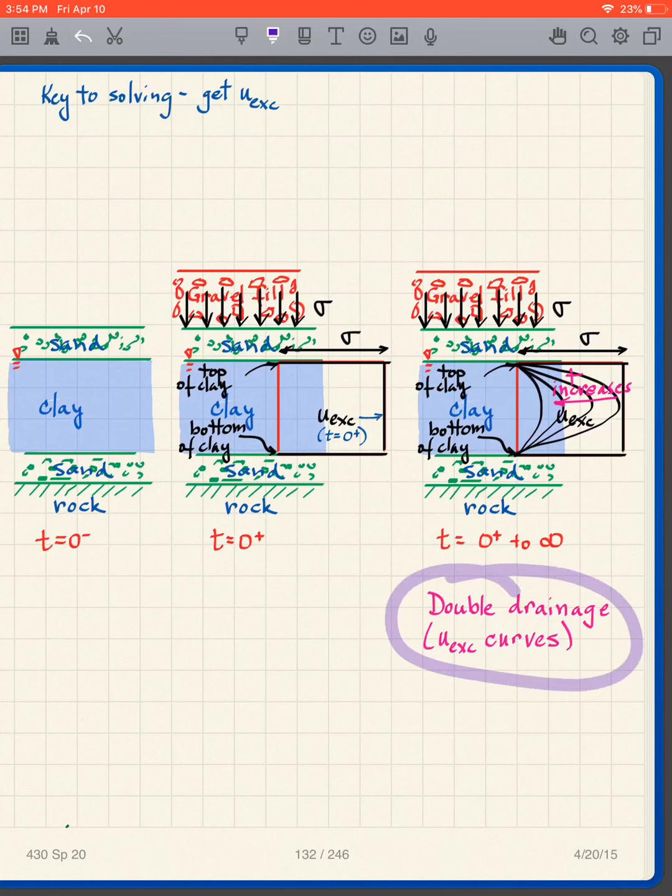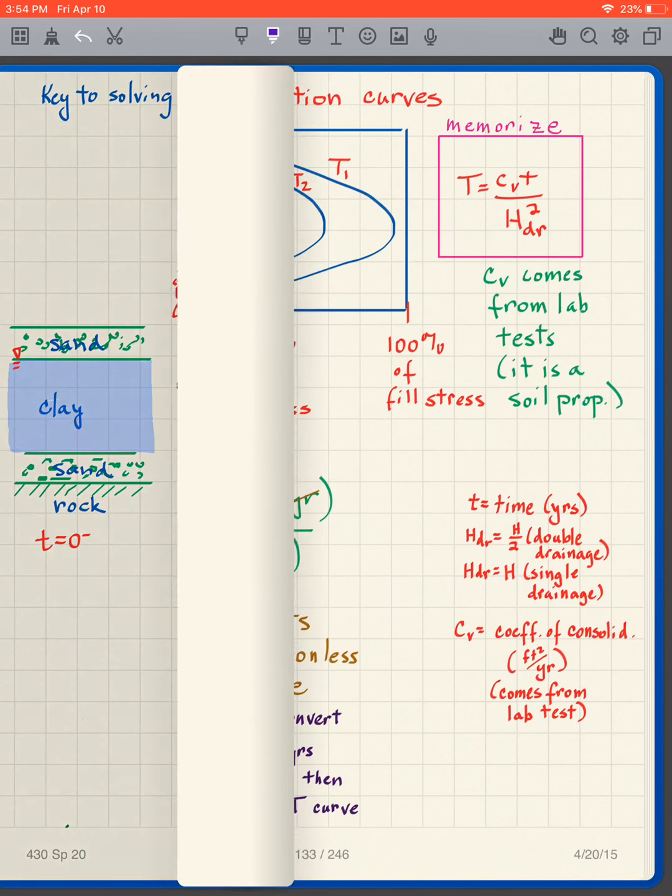So this is what we're trying to learn out of this, the Uxs curves. You need to understand the basics of that. In other words, okay, that shape makes sense. That's pretty much all you need to know. If it makes sense to you, and it should, that's all you need for the time being.